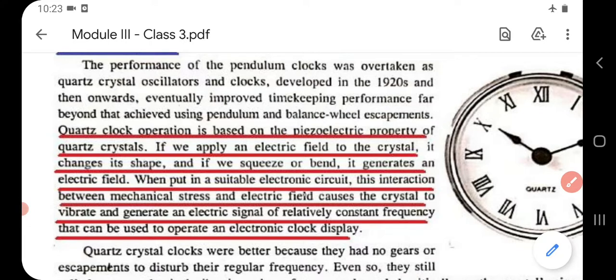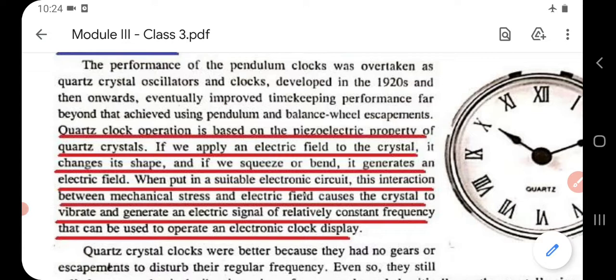That is, if we apply an electric field to the crystal, it changes its shape, and if we squeeze or bend it, it generates an electric field. When put in a suitable electronic circuit, this interaction between the mechanical stress and electric field will cause the crystal to vibrate, and this vibration generates an electric signal of constant frequency that can be used to operate an electronic clock display.